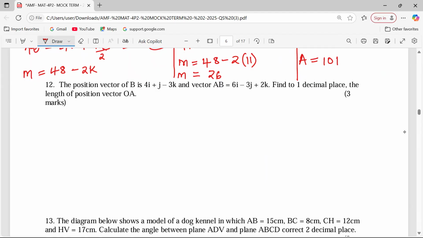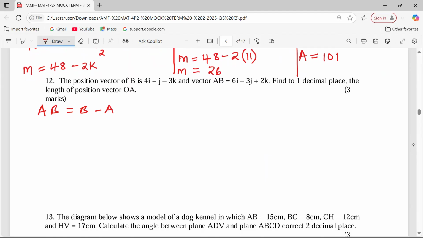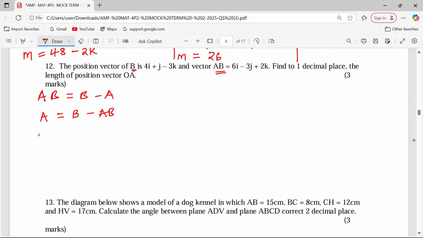We are supposed to know that vector AB is given by the position of B minus the position of A. But remember, the position of A is not known. So how do we get the position of A? To remain with A on the right, we shall have vector B minus vector AB, because the two of them are known. Vector AB has been provided and vector B has been provided. It is only vector OA which is not known. So vector A shall be, we take B, which is 4, I'm extracting the values.